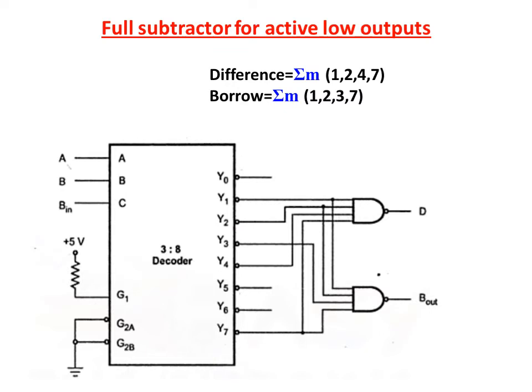Now for active low output conditions, to implement the SOP expressions, we need to use NAND gates. So 2 NAND gates are connected here. One is for difference and another is for borrow, and the corresponding min terms are connected to the NAND gates. For difference, 1, 2, 4 and 7 are connected, and for borrow, 1, 2, 3 and 7 are selected and applied to the other NAND gate. This way we can implement the full subtractor.